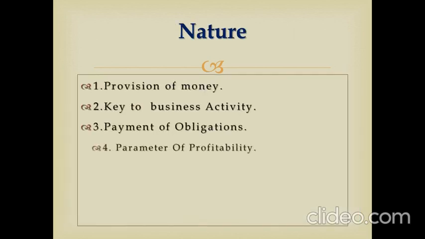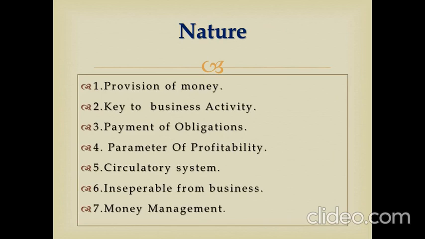In nature, I am mentioning 7 points. That is, provision of money. Provision of money is that I can have money for carrying out business activities. Various business activities like purchasing, marketing and production can be carried out due to it. All these activities will be carried out when that provision is made. Next is key to business activity. When finance is available with me, I can run an effective business; without finance I cannot run the business. So a key role is played by finance.